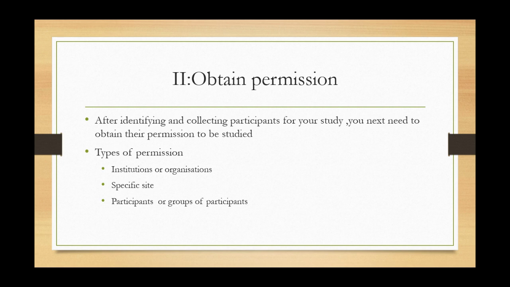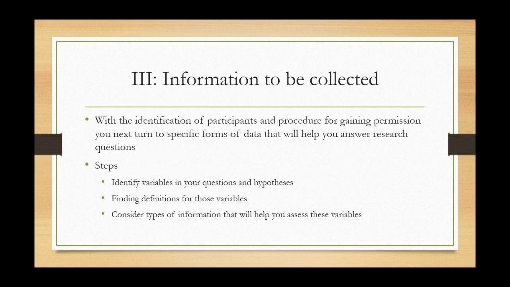After you have obtained your information with the identification of the participants and the procedure that you have followed to gain permission, the next thing you have to turn to is specific forms of data that will help you answer your research questions or address your hypothesis. This is the third step that we call information to be collected. There are a number of steps that you should follow as you decide on what information to collect. The first step, you have to identify variables in your research questions or in your hypothesis.